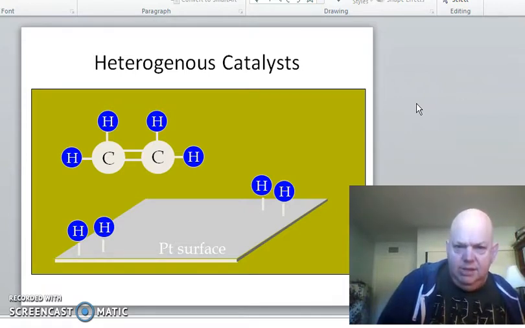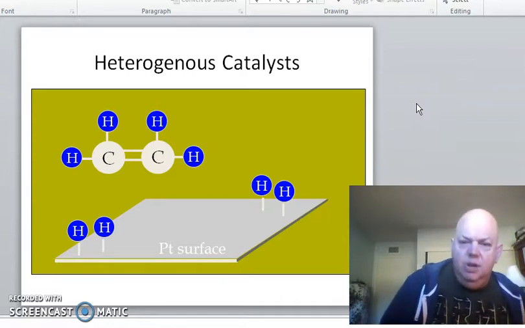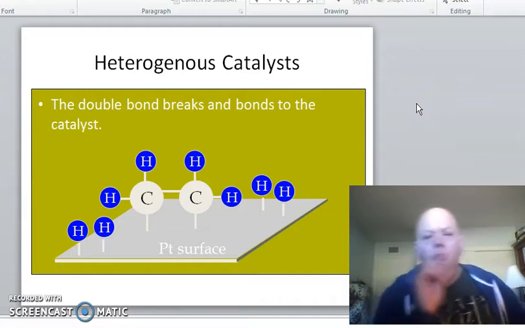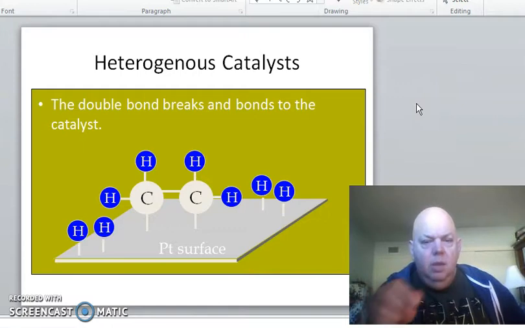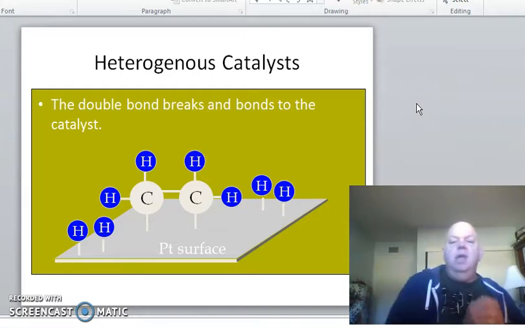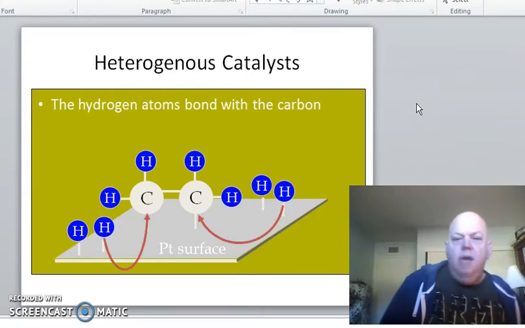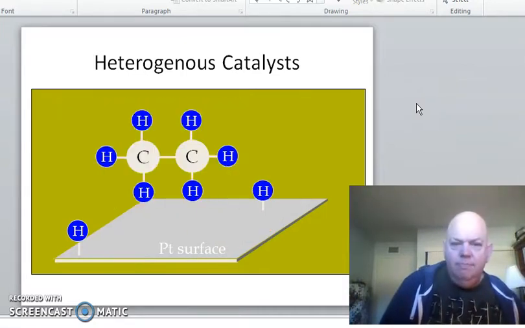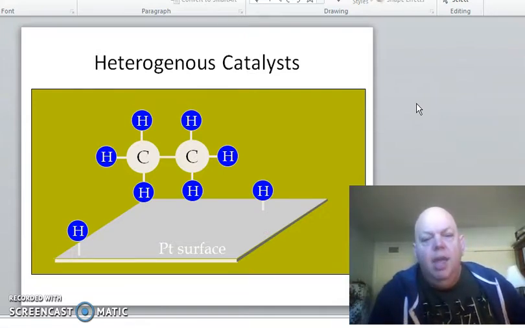Heterogeneous catalysts. So here you go, you've got C2H4 there, and there's a platinum surface. The double bond will break and bond to the catalyst. So the double bond breaks and now bonds to the catalyst. The hydrogen atoms will now bind with the carbon. So they leave the platinum and connect with the carbon. And now you have C2H6.